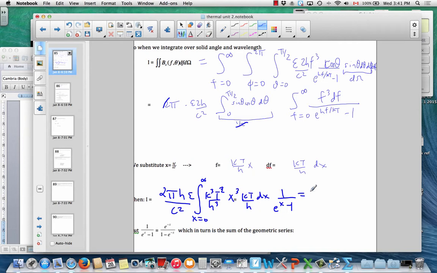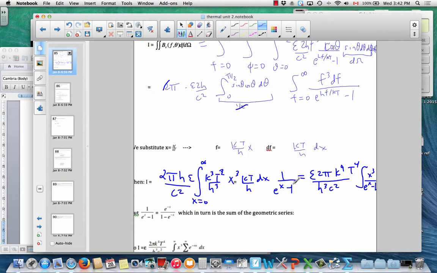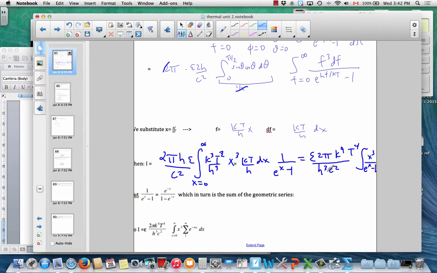So when we pull all the constants out, we've got epsilon, then we've got 2 pi k to the 4, temperature to the 4th, over h cubed c squared, and then times the integral of x cubed dx over e to the x subtract 1. Now we want to do something with that integral. Basically, this is just a number, though, so we see that our intensity varies with 4th power temperature, and that fundamentally is the Stefan-Boltzmann law. We just need to evaluate this integral so we know what the constant is.